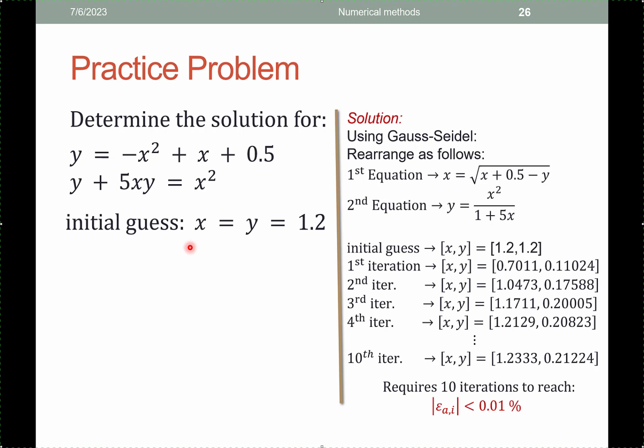All right, another thing that you could practice is add a relaxation to this system. I don't have the solution with relaxation, but you could also try it out to make sure you understand how the relaxation is applied in this case.